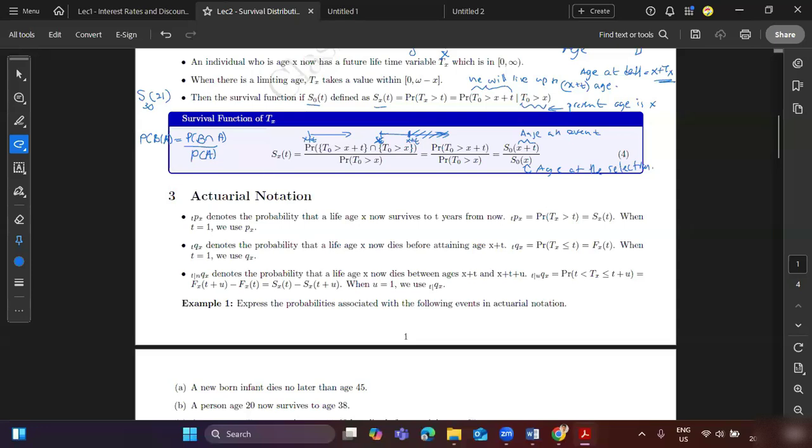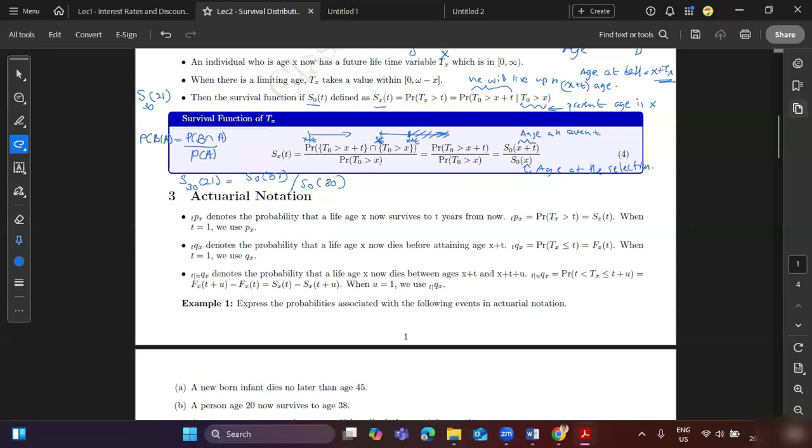the next 21 years. So in other words, S 30 21 can also be written as S 0 51 over S 0 30. So this is also the same as this. So that's the general point of view of using these survival functions for the calculations.